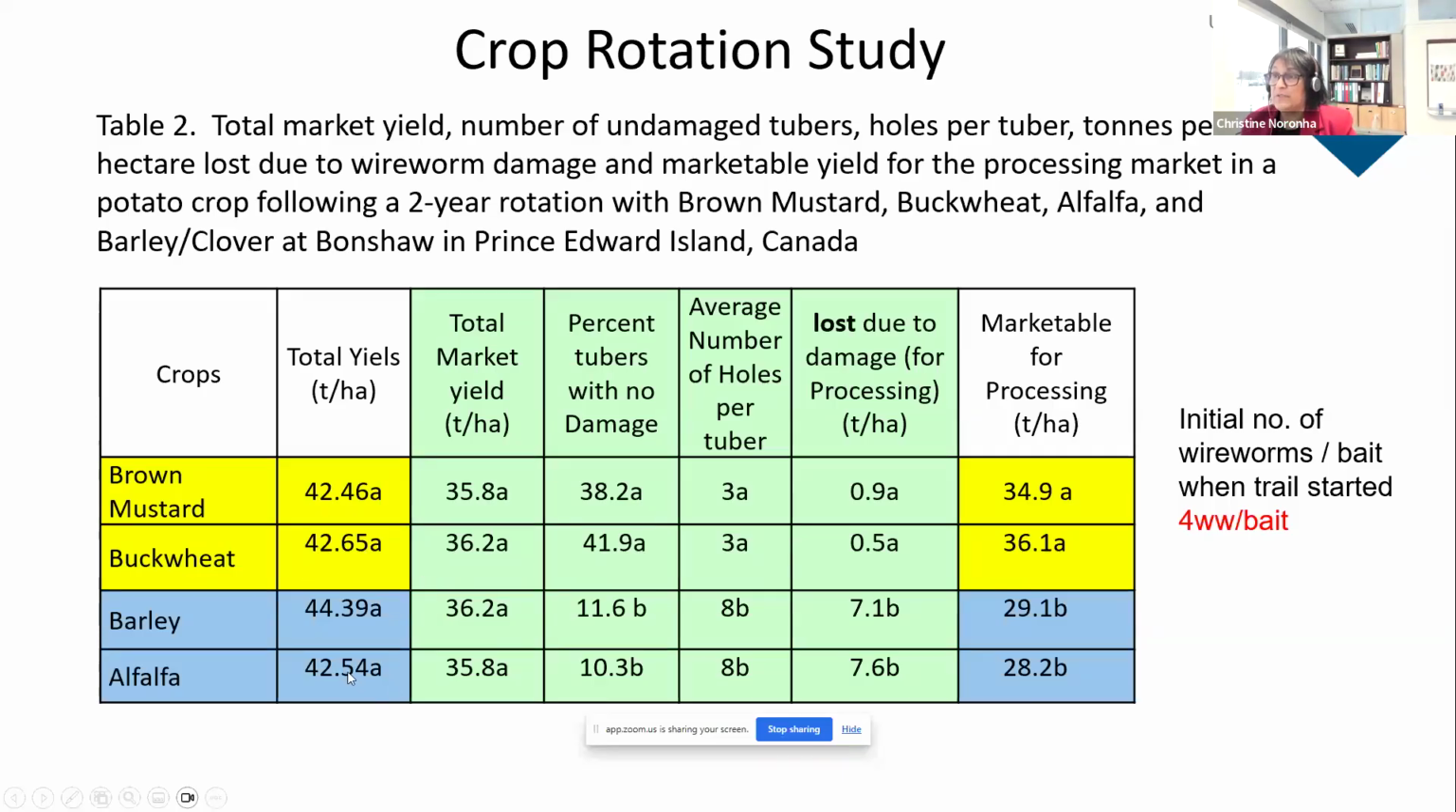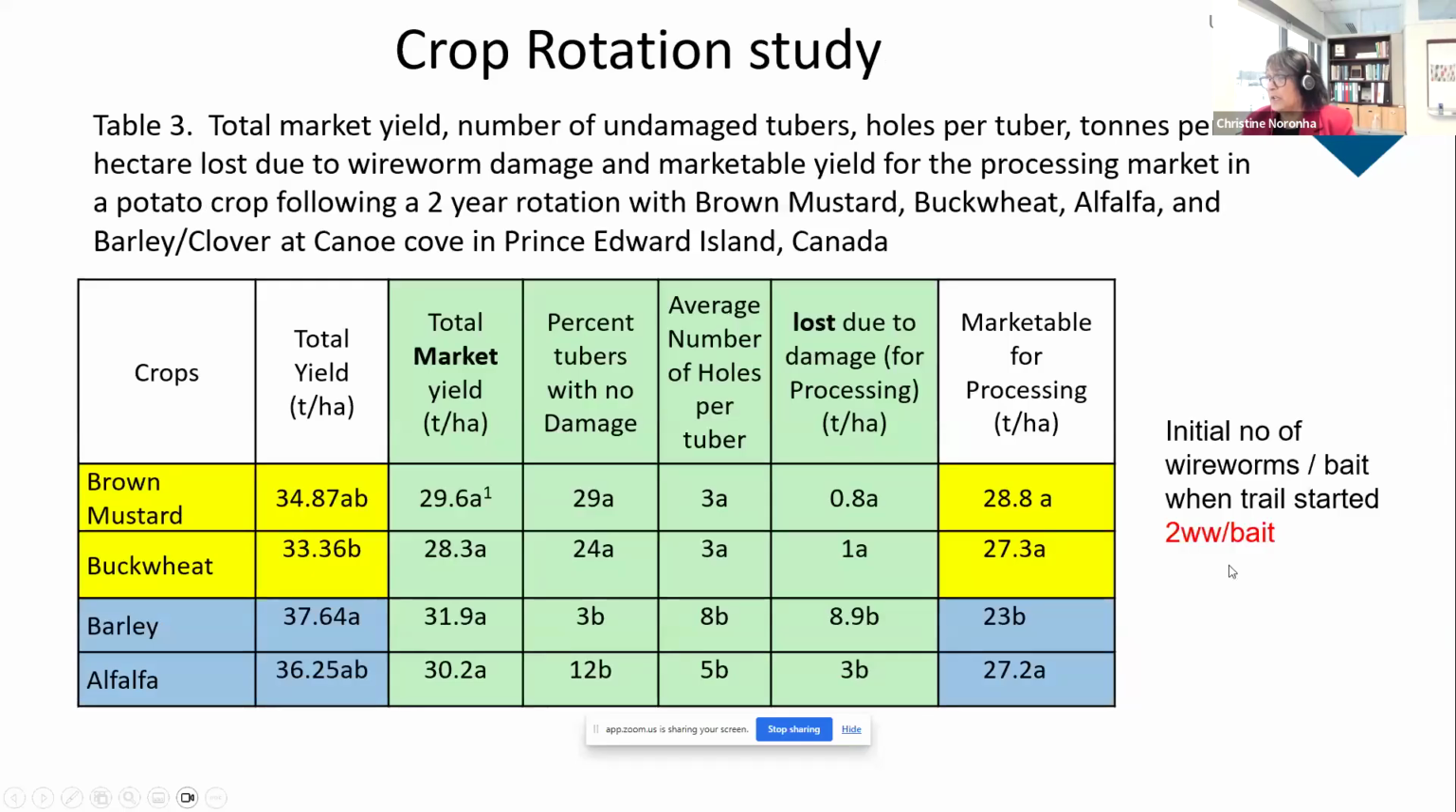There was no significant difference in yields, no significant difference in market yield. The percent tubers with no damage was significantly higher, and this is important for the table industry to know. The holes per tuber also were lower, which again is good for the table market potatoes, and tonnage lost was lower, and also market yield for processing was higher, in tons per hectare.